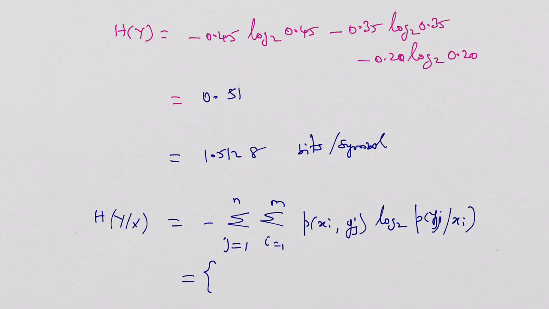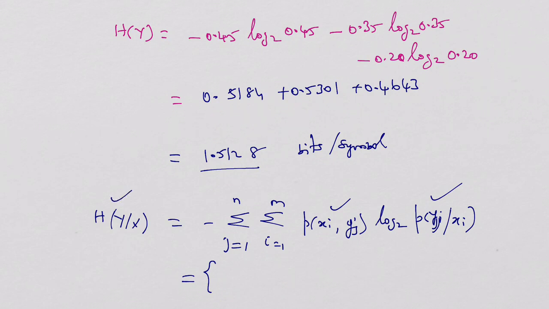It is 0.5814, 0.5301 for the second term, and the last term will be 0.4643. So the result will be 1.5128 bits per symbol. Now you have got the joint probability as well as the transition probabilities, from which you can determine the conditional entropy.